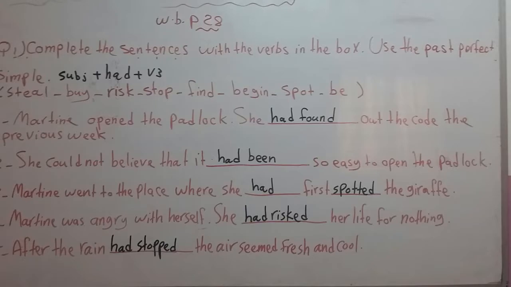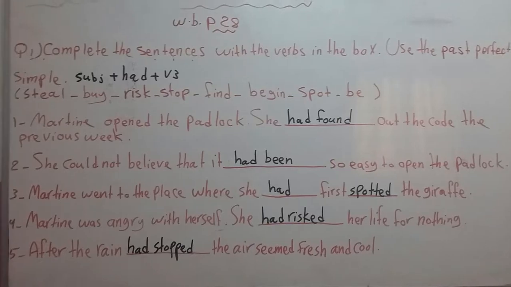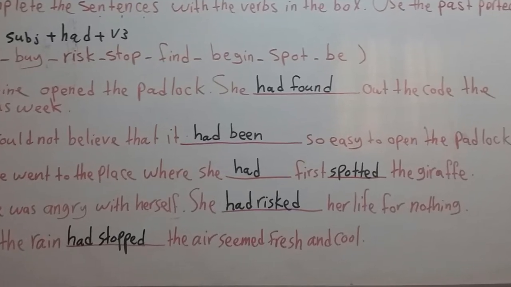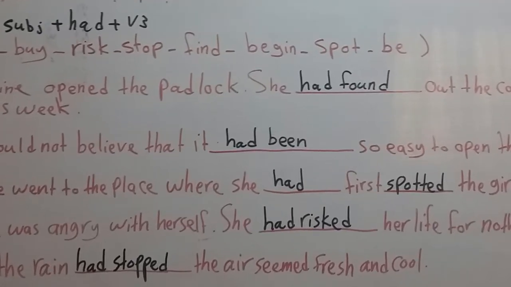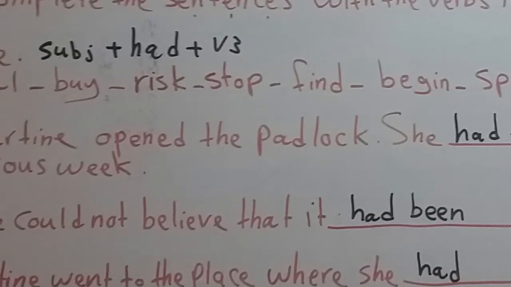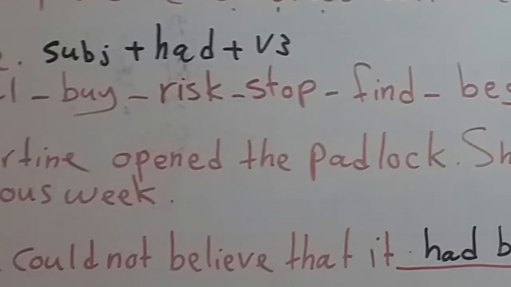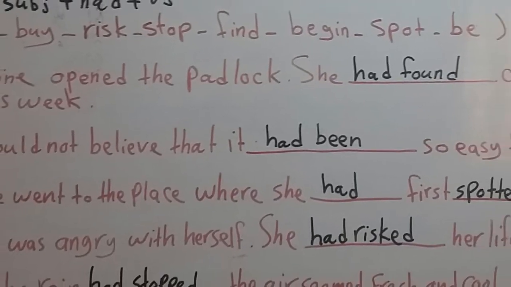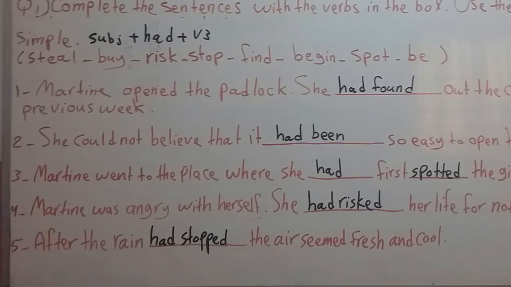Martin was angry with herself. Number four. She was angry with herself. For the first time, she had risked her life for nothing. The appropriate verb here is risk. It's a regular verb, فعل منتظم. So I have to add ed. بصير risked. بحكي she had risked her life for nothing.